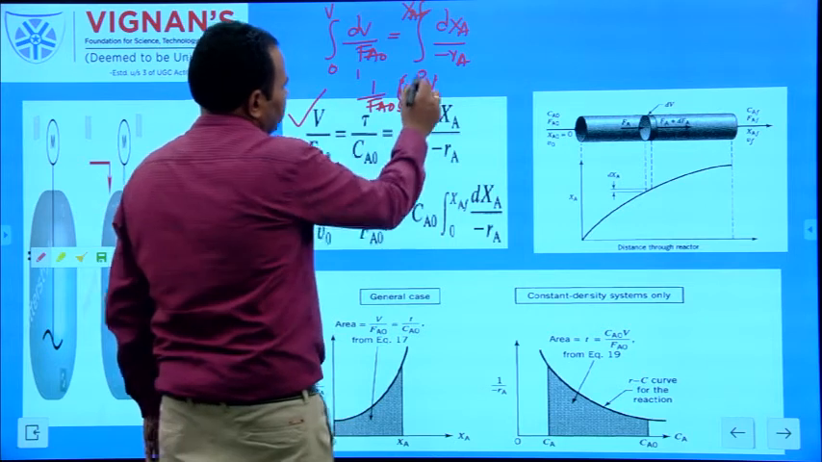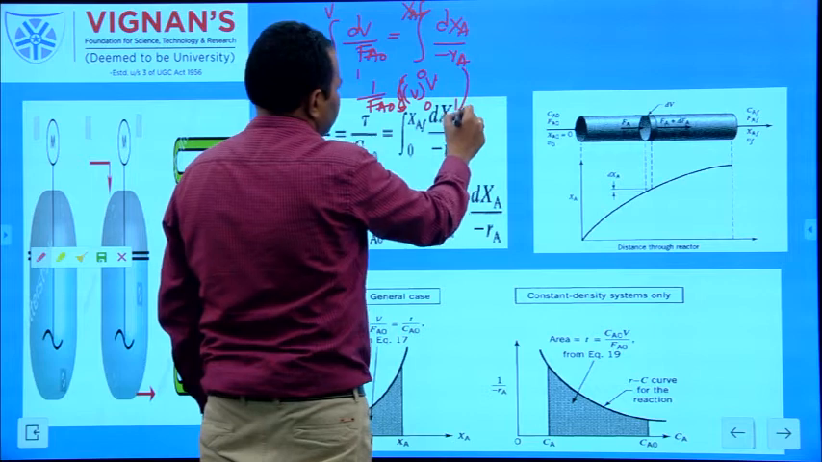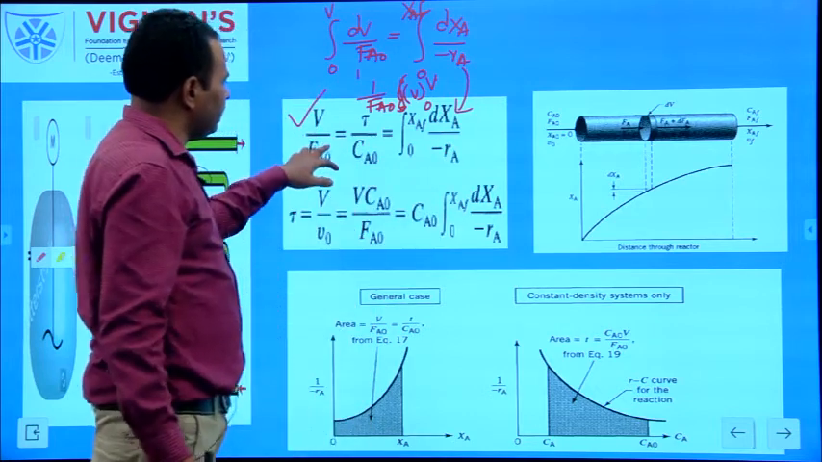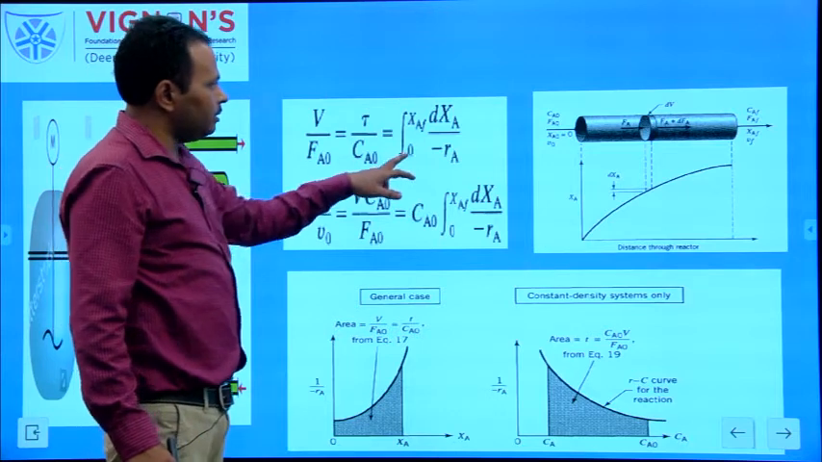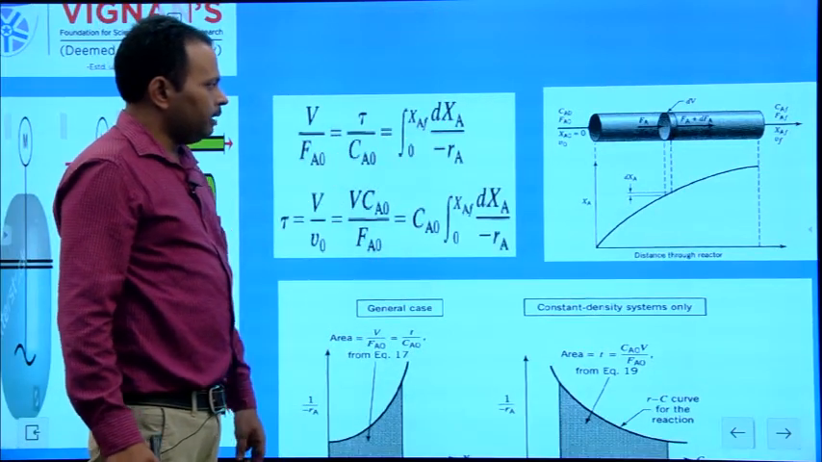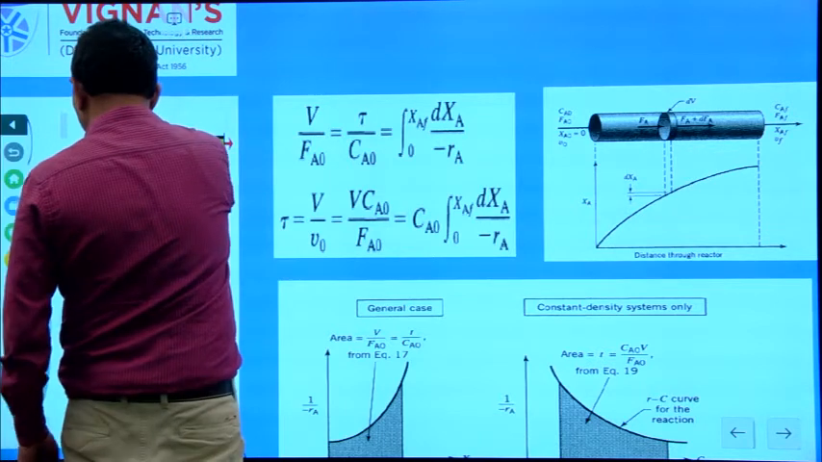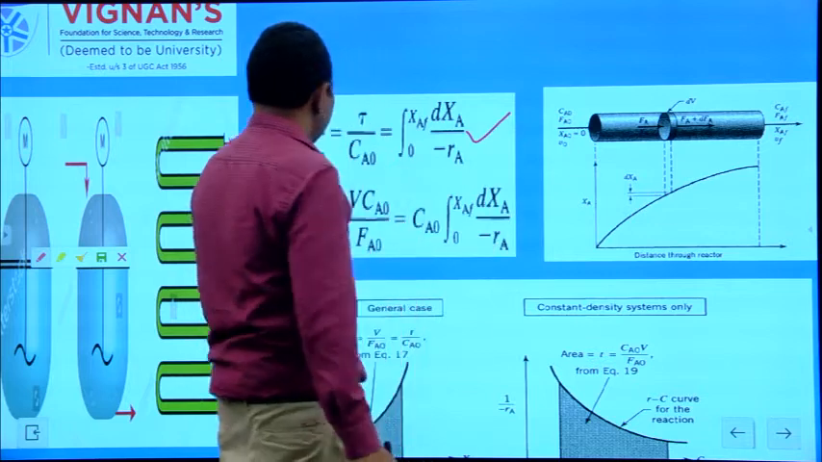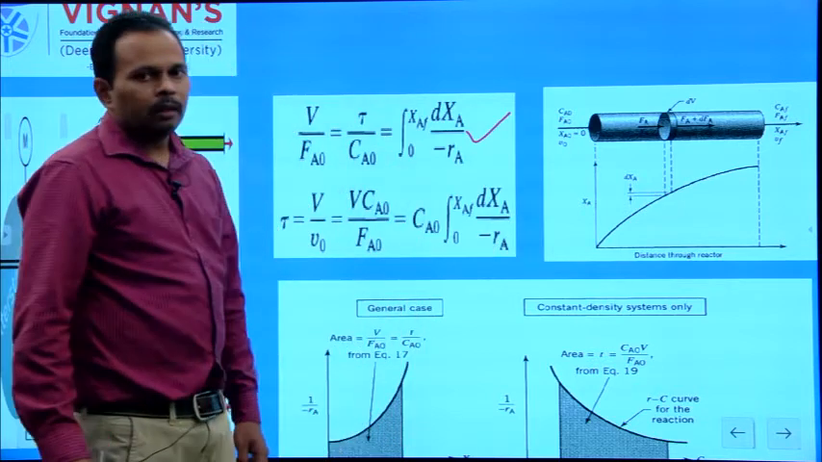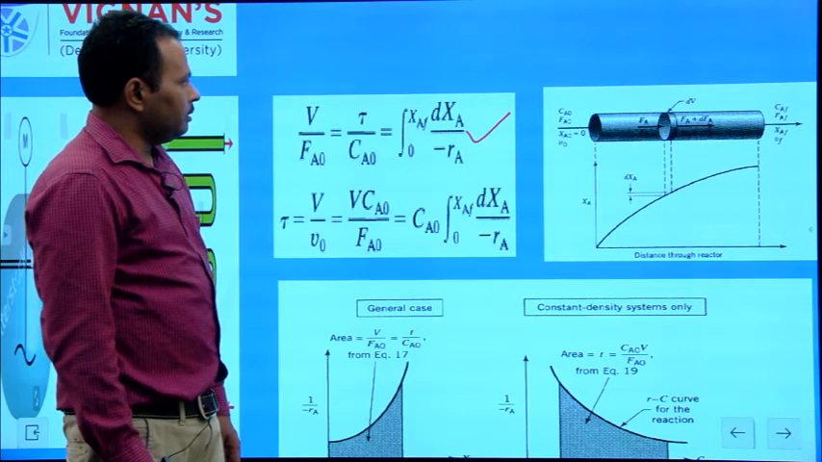On the right hand side, 0 to XAF dXA by minus RA. Substitute back here as it is. So from this, you can write V by FA naught equal to tau by CA naught, 0 to XAF dXA by minus RA. So this is the performance equation for the PFR.